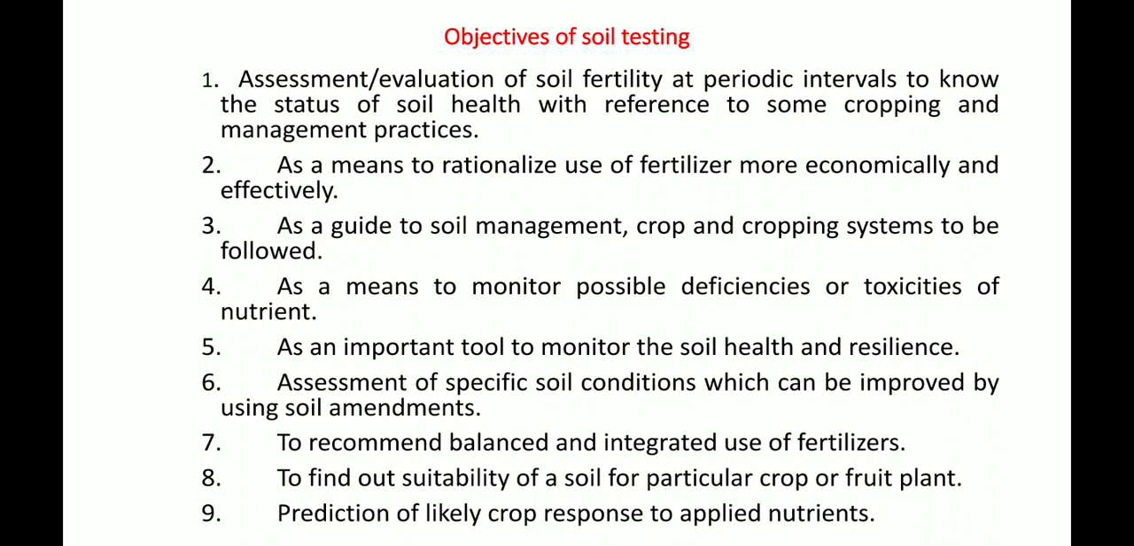Then assessment of specific soil conditions, which are improved by using soil amendments. As you know, a soil amendment is any material which is used to improve the physical condition of soil as well as chemical and biological properties. The majorly used ones are green biomass or green leaf manure, vermicompost, FYM, and different kinds of poultry manures, which we use as a source of soil amendments, as well as gypsum and lime, which are used for the reclamation of soils.